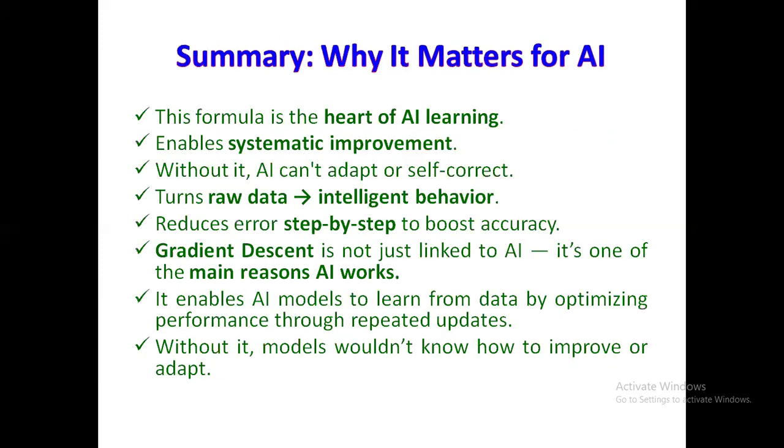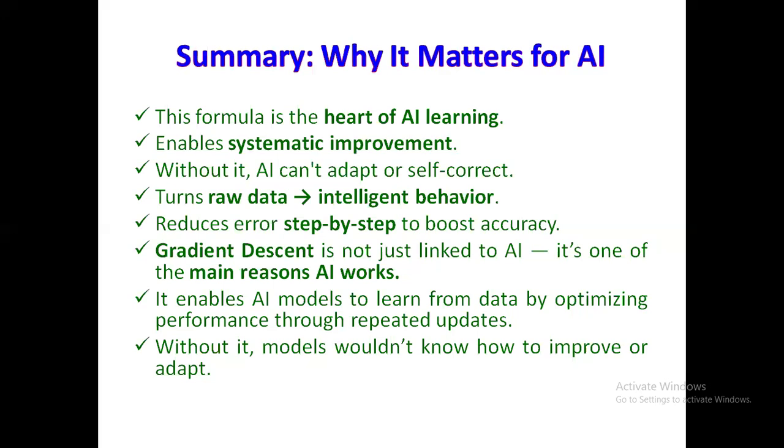Okay, coming to the summary: why it matters for AI. Theta is equal to theta minus alpha ∂J by ∂θ. Why it matters? Gradient descent matters. The formula theta is equal to theta minus alpha into ∂J by ∂θ is the foundation of the learning process in AI systems. It enables machines to improve systematically by reducing their prediction errors in a controlled manner.